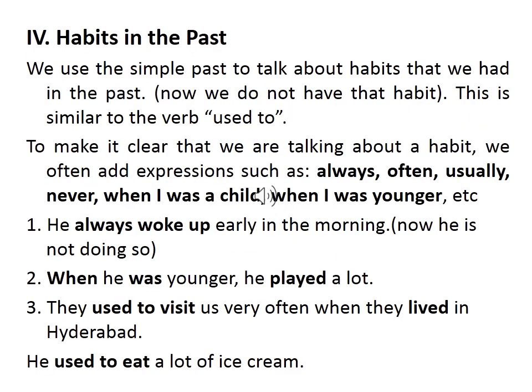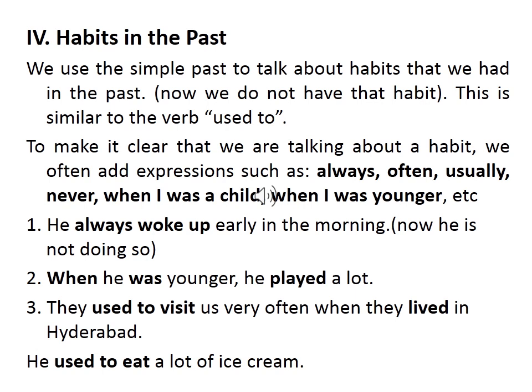The fourth use is habits in the past. We use the simple past to talk about habits that we had in the past. That means now we do not have that habit. This is similar to the verb used to. To make it clear that we are talking about a habit, we often add expressions such as always, often, usually, never, when I was a child, when I was younger, etc. Take a close look at the examples.